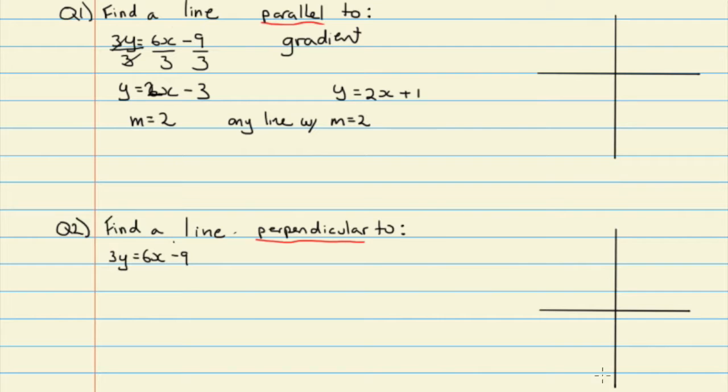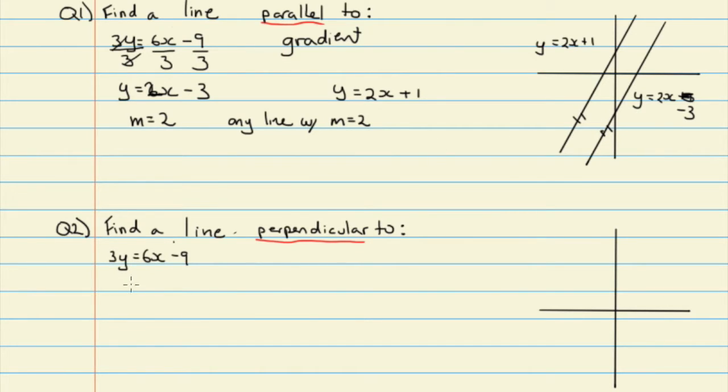So if I get my ruler and I plot my first line, y equals 2x minus 3, that will look a little bit like that. And if I plot my other line, y equals 2x plus 1, that will look a little bit like that. So you can see that my two lines here, y equals 2x plus 1 and y equals 2x minus 3, are parallel.